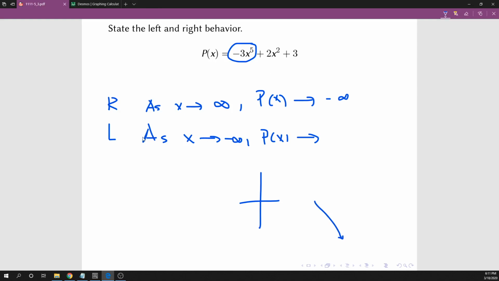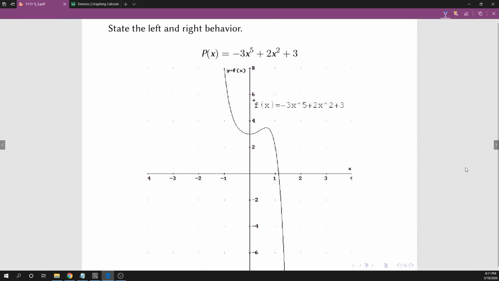All right, and then for the left behavior, we look at the degree. It's an odd number, right? Which means that the end behaviors are going to be opposite. So this one will be positive, the opposite of that one. So on the left end, as we go far off to the left, this will go up. All right, so here's what it looks like, and there you can see. Again, the end behavior doesn't tell you what happens in the middle. That's more complicated.